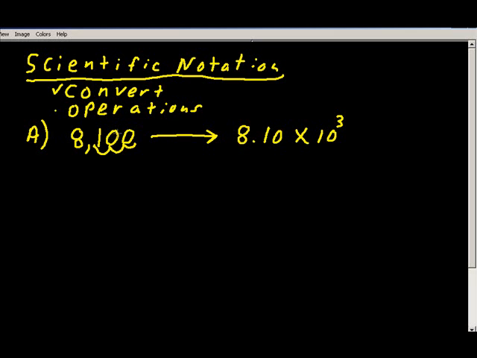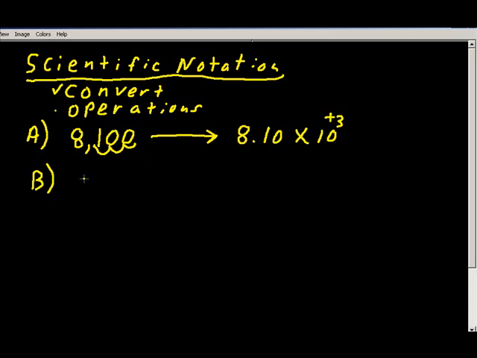So we have to compensate for our change, and so we have to put a positive 3 here. You'll see why I make a big deal out of this, but suffice it to say for right now, when you make this number smaller, then you have to compensate by adding 10 to the third to it. And so that's a conversion.